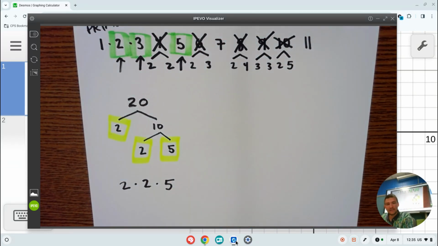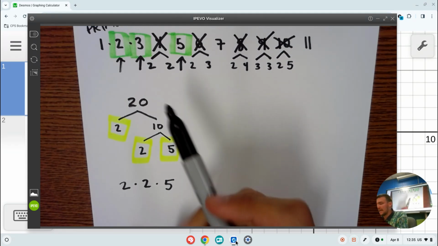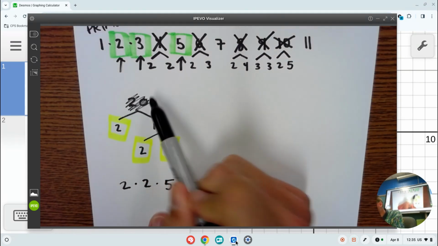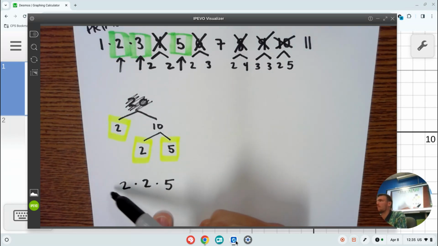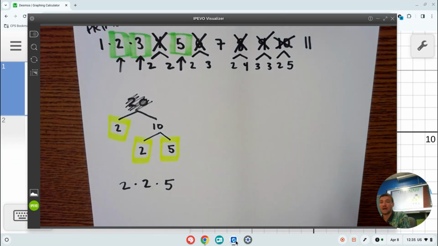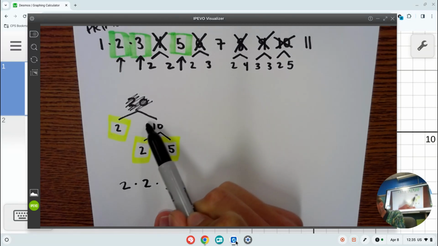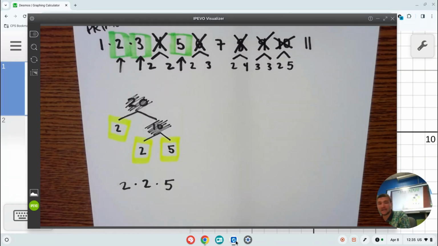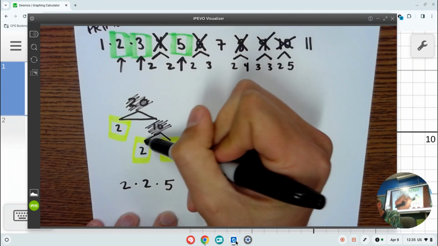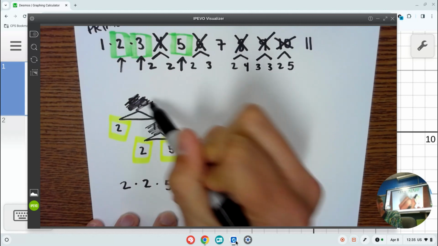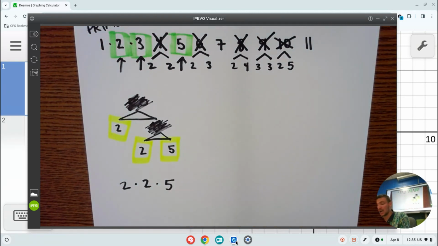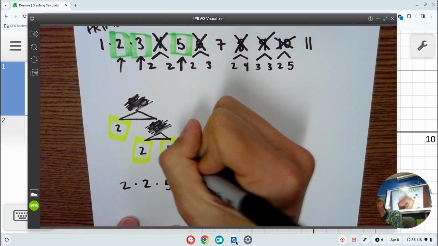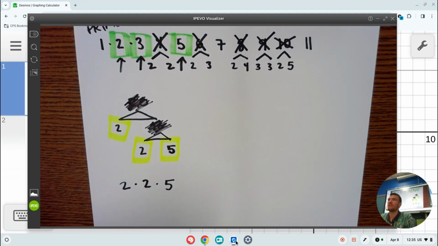Now, the only thing I want to point out before we move on is once we break down the 20, we're not going to use our 20 in our prime factorization because 20 is not prime. Once we break down the 10, we're not going to use the 10 because the 10 is not prime. Any number that's on top of these triangles, we're never going to use. And we know we're done once we get to a prime number, a 2, a 3, or a 5, that's already there.